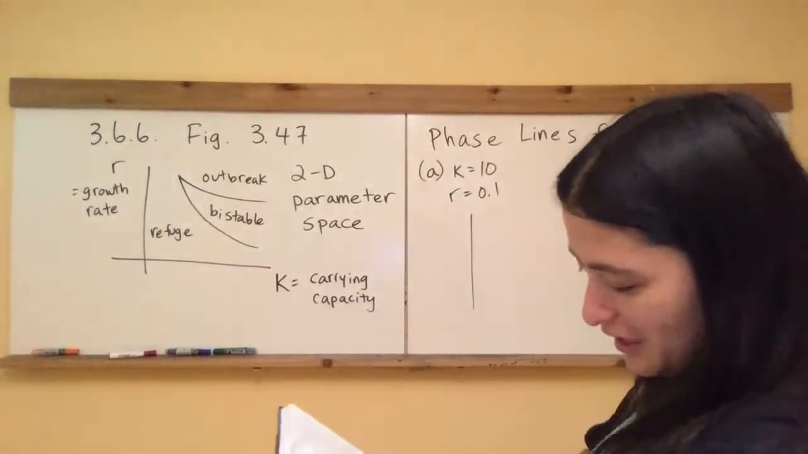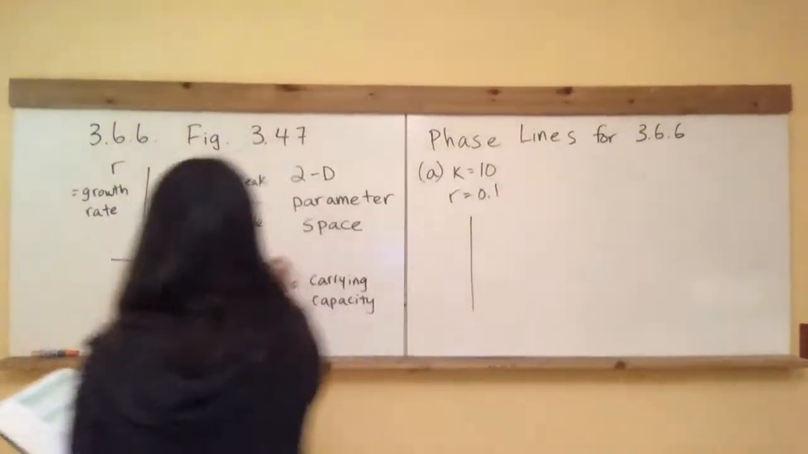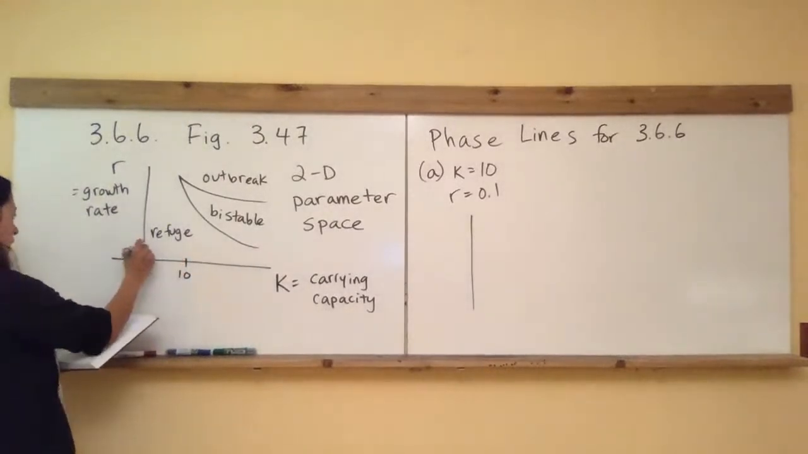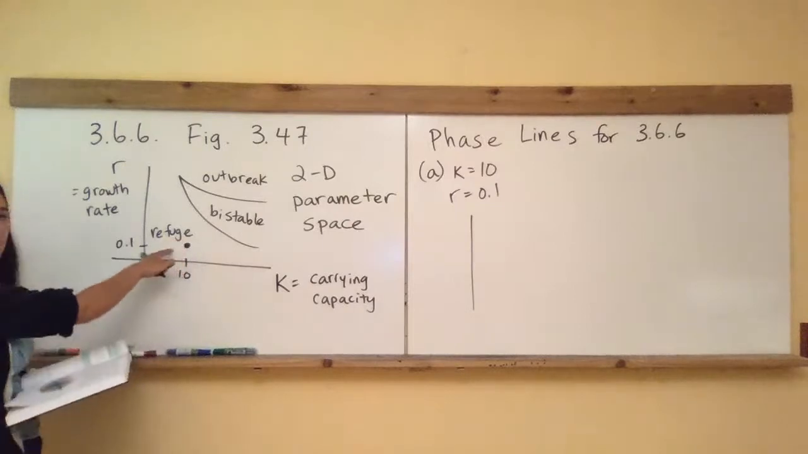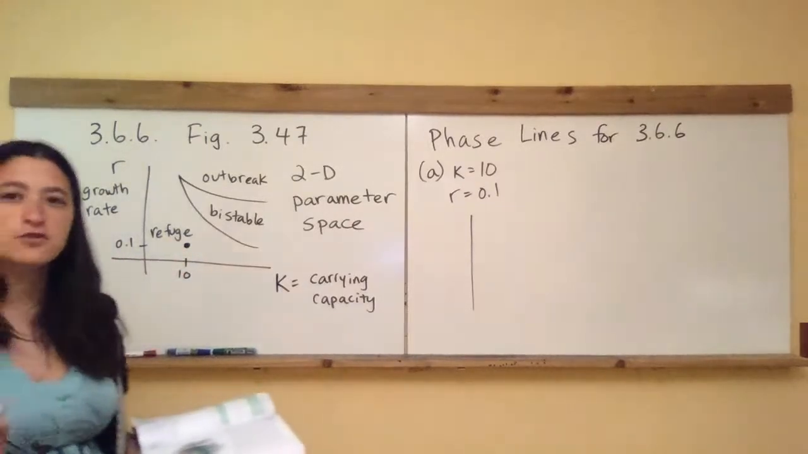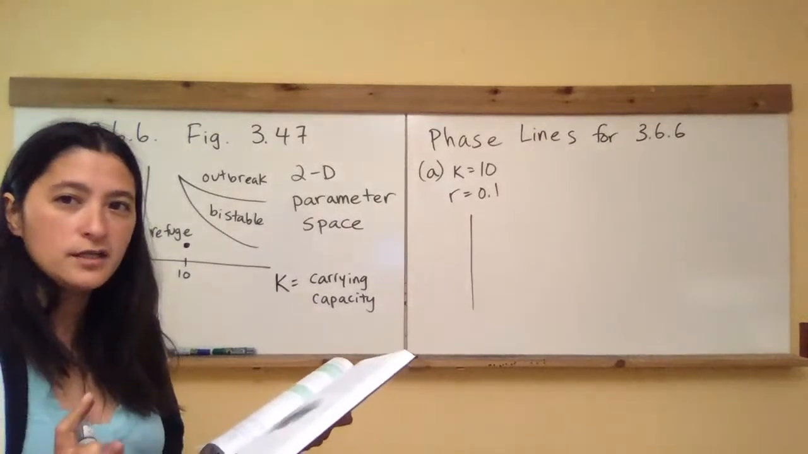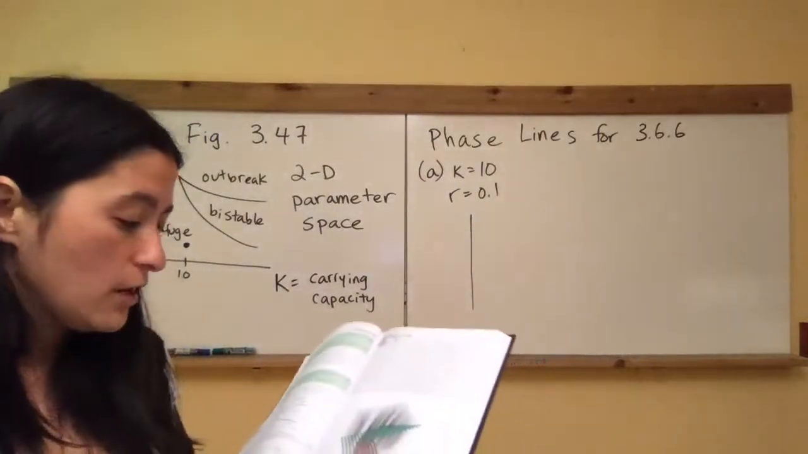They're saying we're in the refuge region. Okay, so I'm going to try to situate myself, and you're correct, right? Because when k is equal to 10, that's like down here, and when r is equal to 0.1, that's like right here. So we're in the refuge region right here. If we're in the refuge region, that's the region in which there's only one equilibrium point, and that equilibrium point is occurring for a low value.